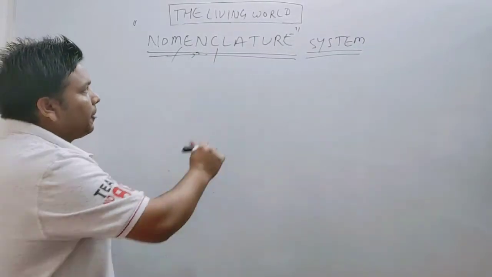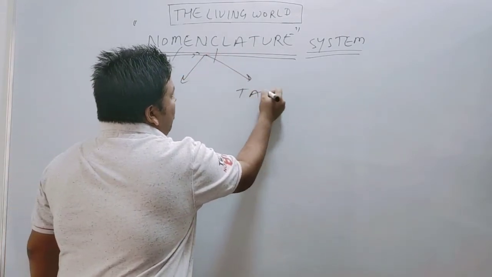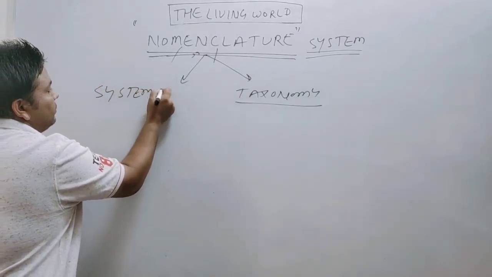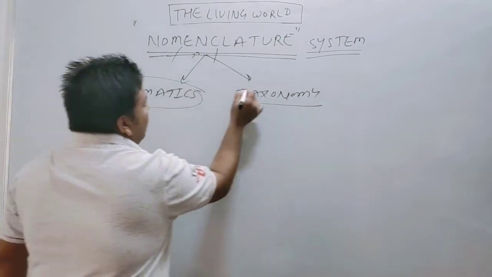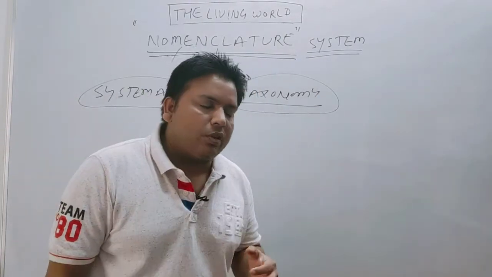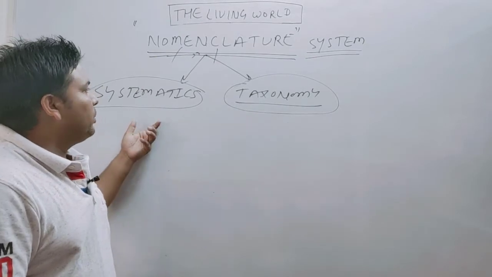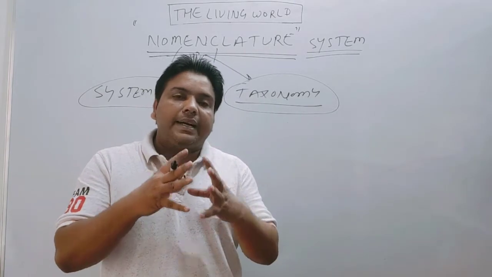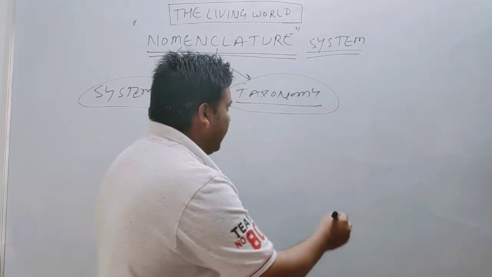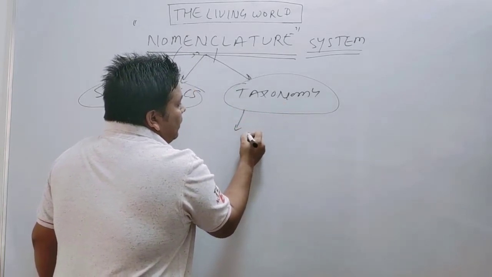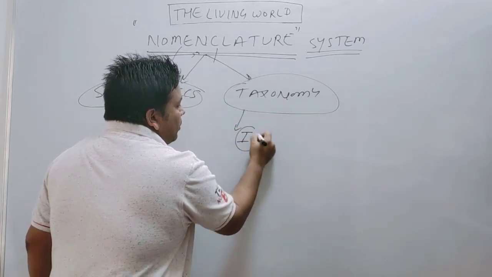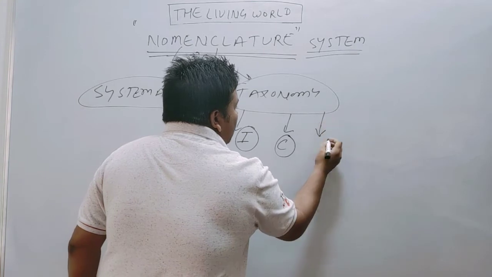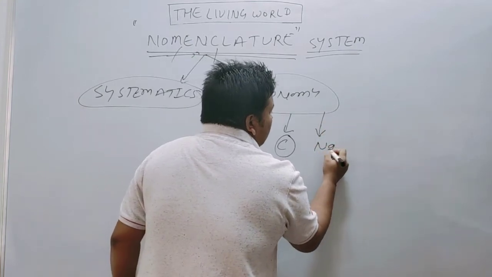Now going inside, we have two words called taxonomy and systematics. We are going deep down into the topic. You will understand, this is an easy concept. What do you mean by taxonomy and what do you mean by systematics? Taxonomy basically deals with the identification, characterization, and naming, nomenclature.